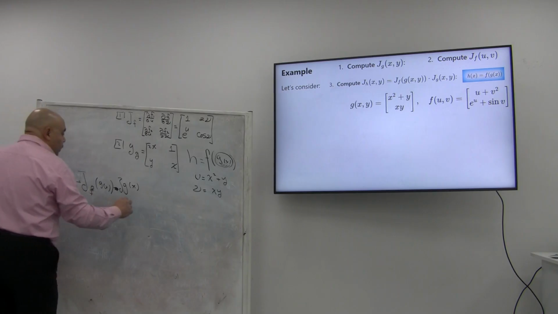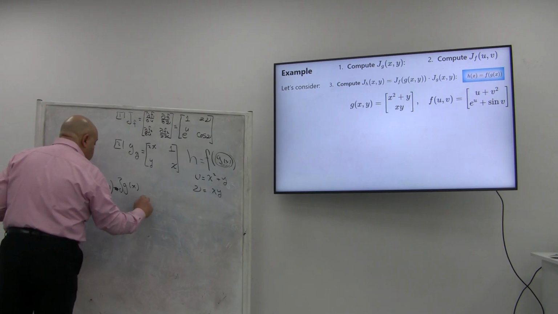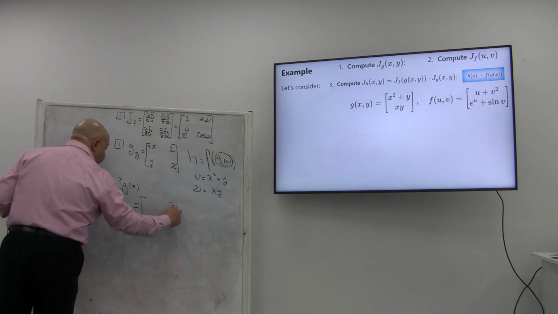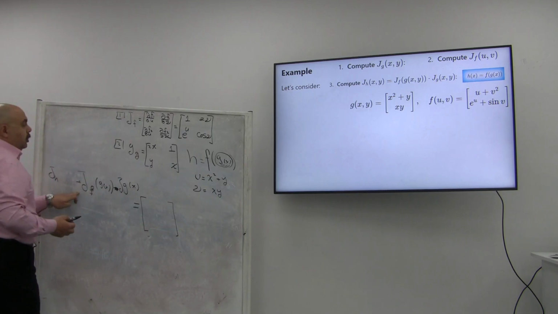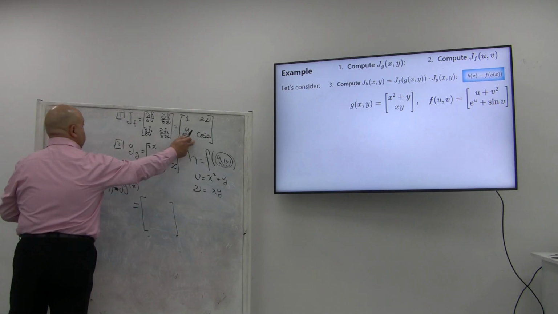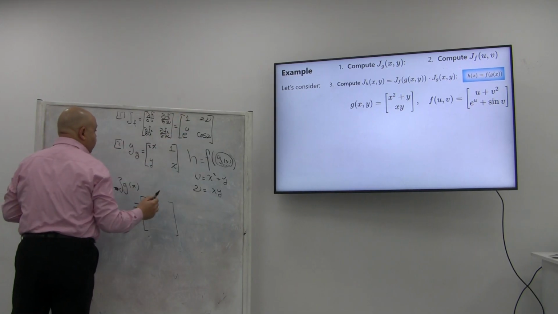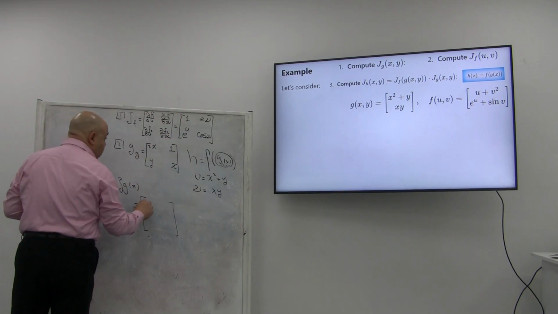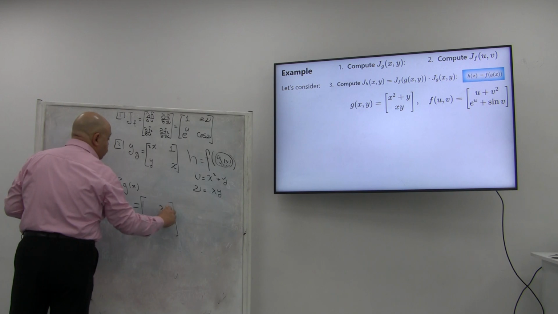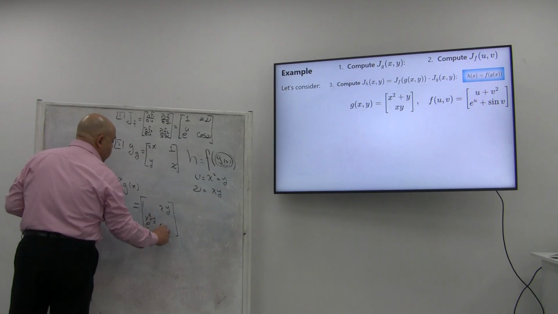All I have to do now is to start substituting. So getting the Jacobian of F at G of X, I will go to the Jacobian of F. That's the Jacobian of F. Start substituting instead of U and V. So it's gonna be a 1, then 2xy, then e to the power of x squared plus y, then I will have cosine xy.